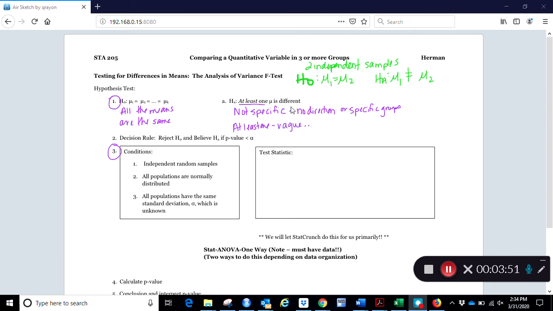And if we end up believing the alternative, we probably want to know, well, which ones are different, how many are different. That's going to kind of be a goal that we're going toward.